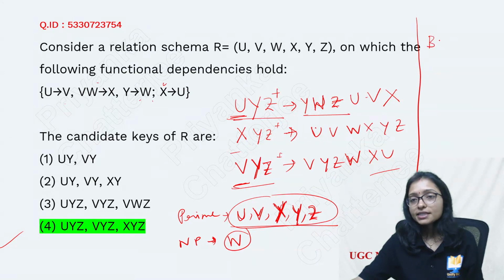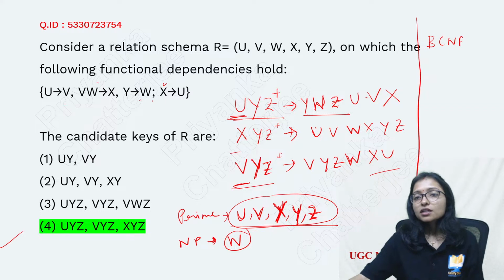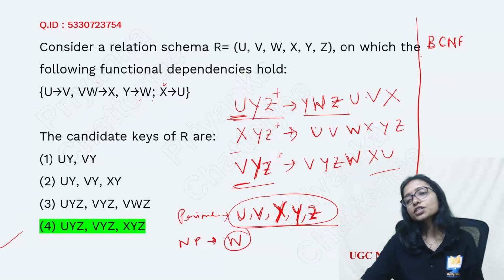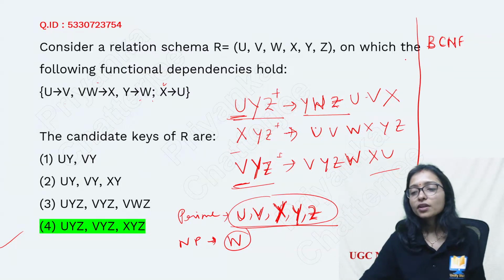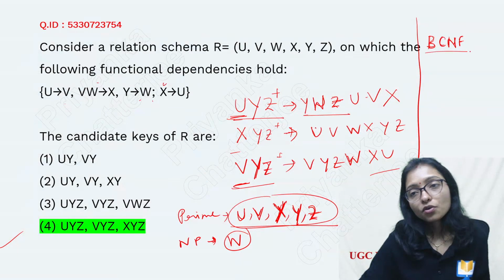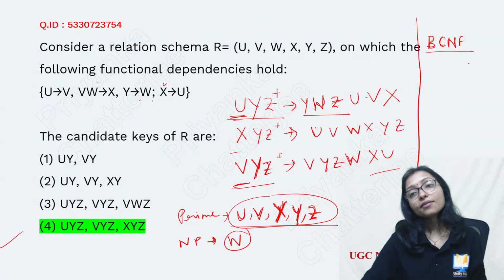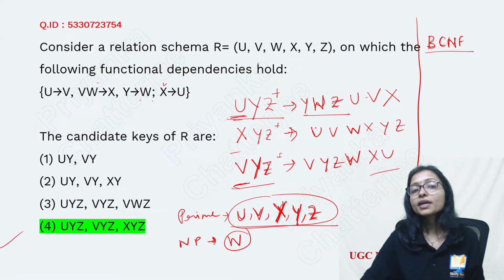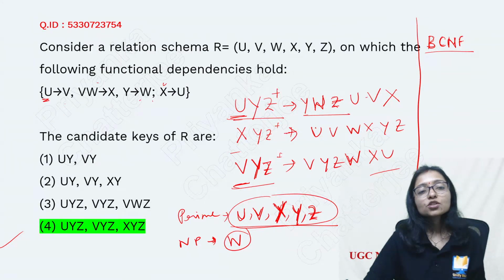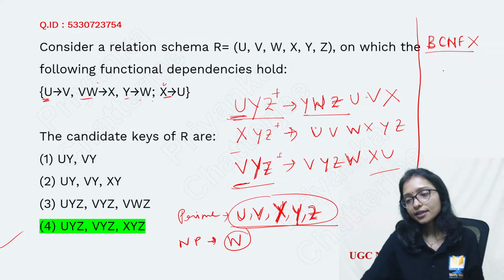Is it in BCNF? 4NF, 5NF, no need to check. You can check from BCNF because this type of relation comes from BCNF only. Is it in BCNF? For BCNF, what was that? Every left hand side should be a candidate key. These are not at all candidate keys. So it is not in BCNF.